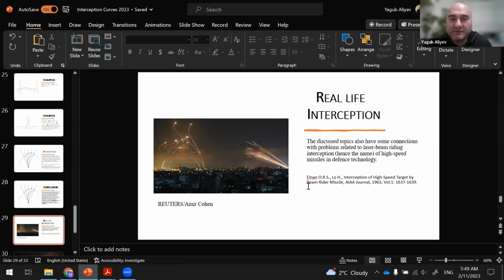So where does this name come from? There is a real life interception. This image shows this real life interception.